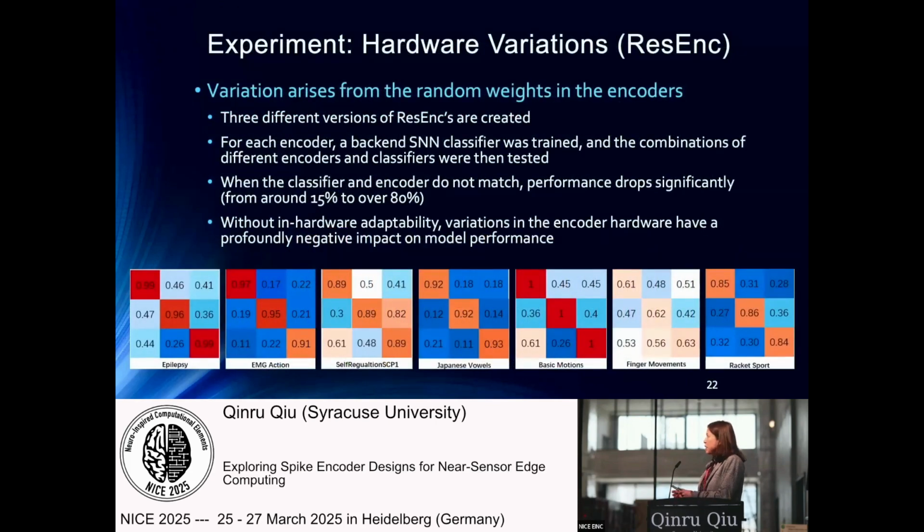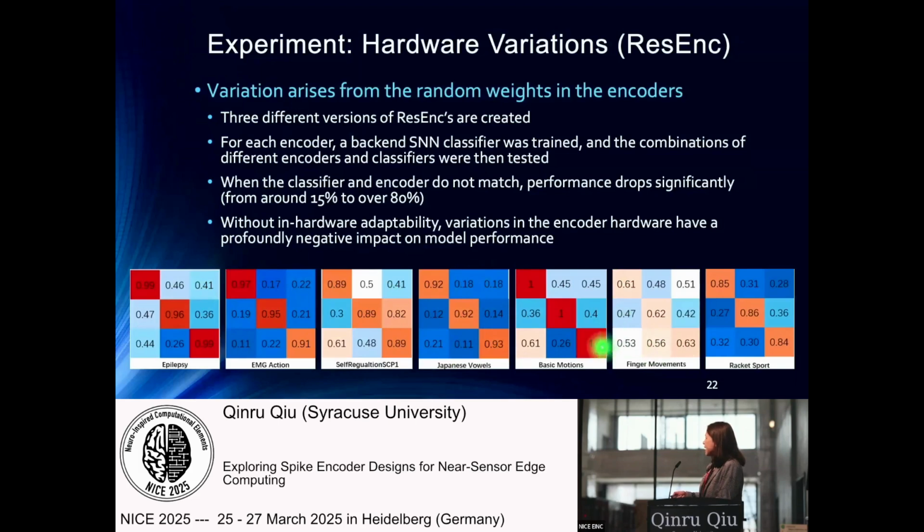And the next experiment shows how important adaptability is to the hardware variations. In the first experiment, the hardware variation comes from the random weight in the reservoir encoder. So we created 3 different versions of the reservoir encoder by sampling different weight coefficients. And for each encoder, we trained a back-end spiking neural network classifier. And we tested this classifier using the 3 different test encoders. This chart shows the accuracy under different testing and training combinations for different data sets.